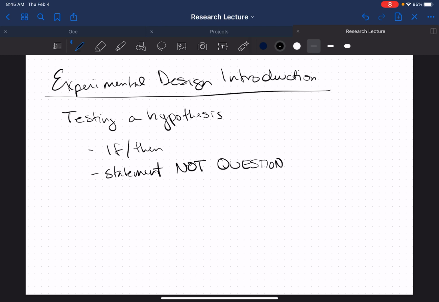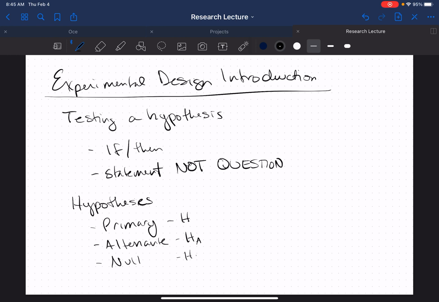So we're going to be doing experimental design. The first thing we're going to do is practice testing a hypothesis. In order to test a hypothesis, we have to write one, or more correctly, three. There are three hypotheses for most research questions. There's the primary, which is usually just labeled H, and that would be, if I drop a ball, it will bounce. Then there's the alternate, usually written H sub A, and then finally the null. And you want to keep the variables the same throughout.